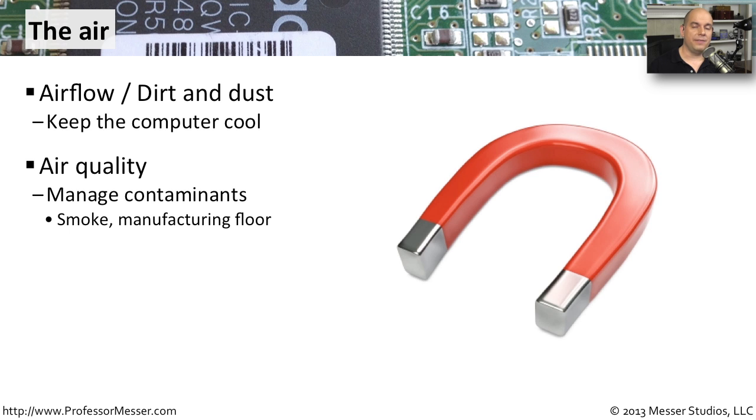Another concern you might have is the quality of the air that's going into your computer. This usually isn't a problem if you're in a typical office environment, but if you're working on something like a manufacturing floor, you have to be very careful about contaminants that might be in the air or smoke that might be able to get into your computer. In those cases, you may want to use additional filters on your computer or protective cases, or just make sure that you're constantly maintaining that computer to keep it running at peak efficiency.